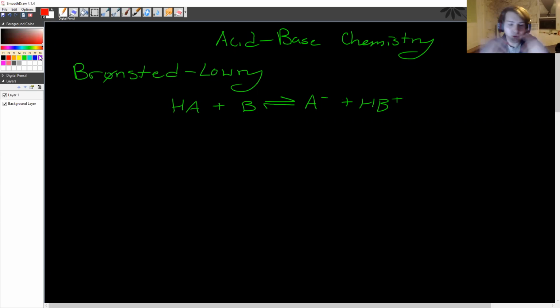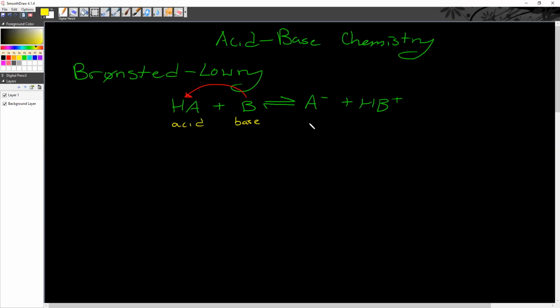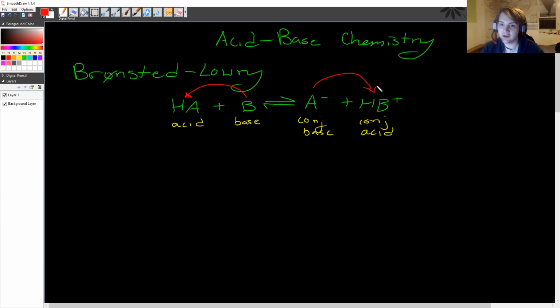And so as we know, just as a refresher, this base is going to pick up the proton and that's what's going to create this into a base, and this is what creates an acid, and then we have the conjugate base and the conjugate acid. So what I want you to know is that this formula here, and likewise this conjugate base will pick up from the conjugate acid, and then we have this kind of duality going on.